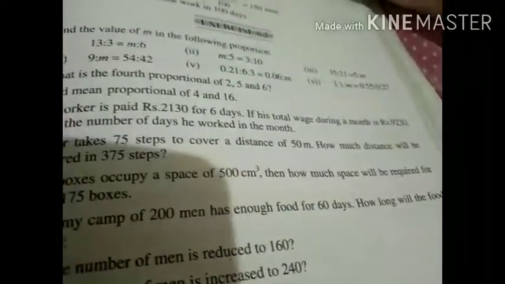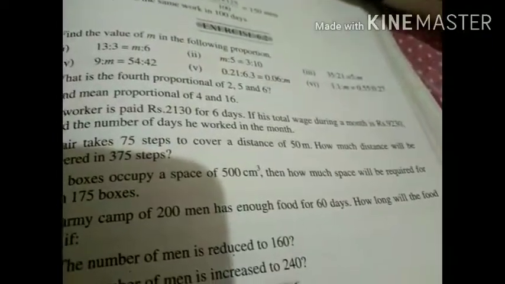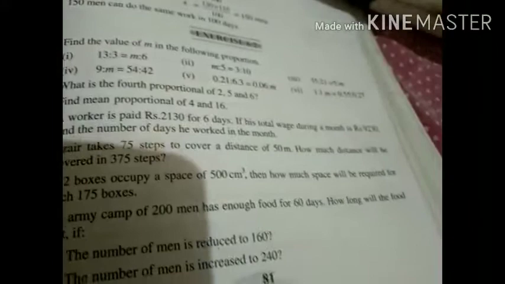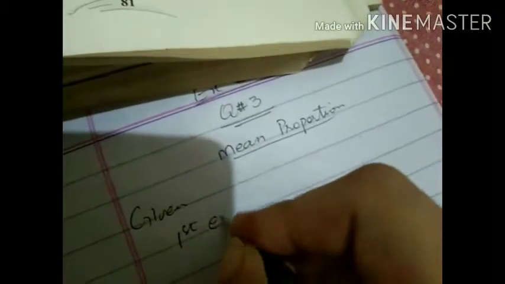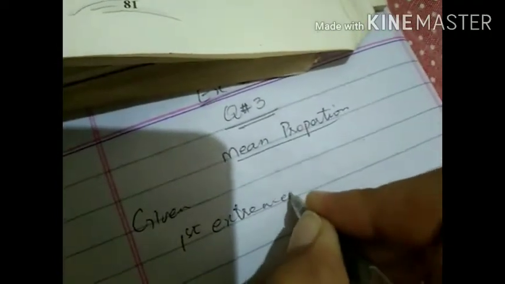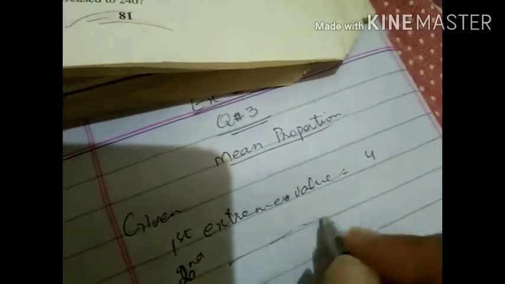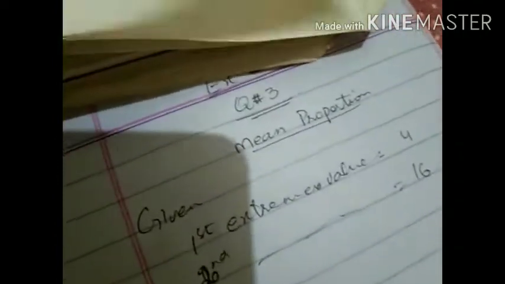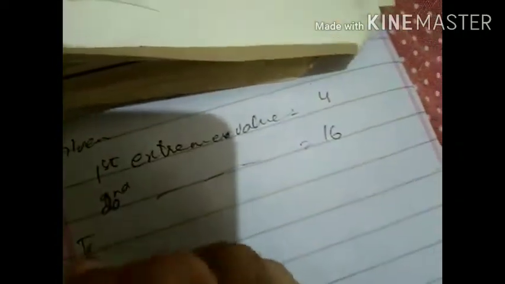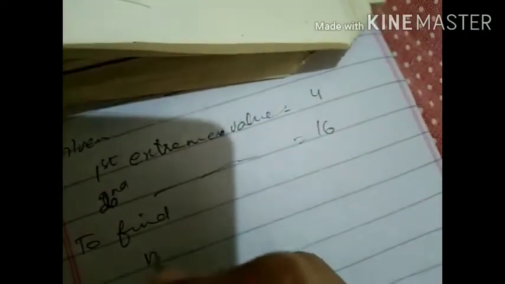Okay, in question number 3 we have to find the mean proportion. There are only two values given, which are the extreme values. The first extreme value is 4, and the last or second extreme value is 16. Okay, we have to find the mean proportion.